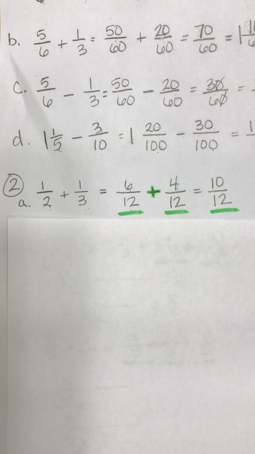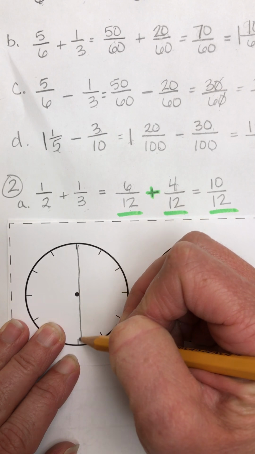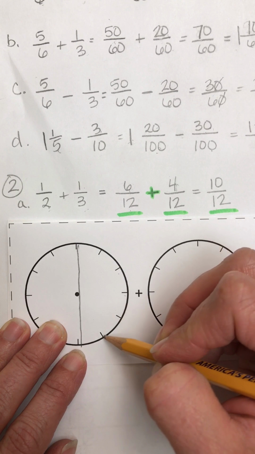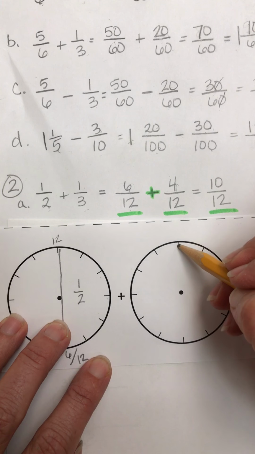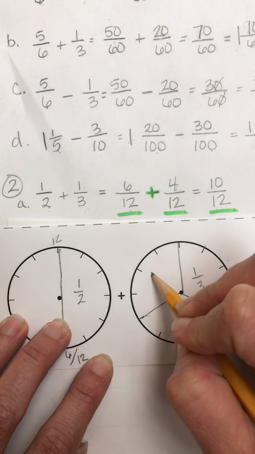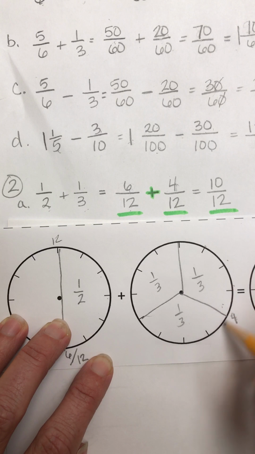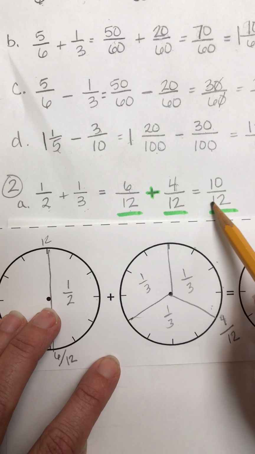I'm going to show you that on one of these clocks really quick. Sorry for the pause. But here on a clock, if I cut this clock in half, I have 1, 2, 3, 4, 5, 6. 6 out of 12. So this would be 6/12. So I can convert the 1/2 into 6/12. Over here, if I look at 1/3 of the clock, if I cut this into thirds, I have 1, 2, 3, 4. And this is 1/3 and 1/3 and 1/3. If I look at the first 1/3, 4 is out of 12 hours. So now I have 6 twelfths plus 4 twelfths, which then gives me 10 twelfths.